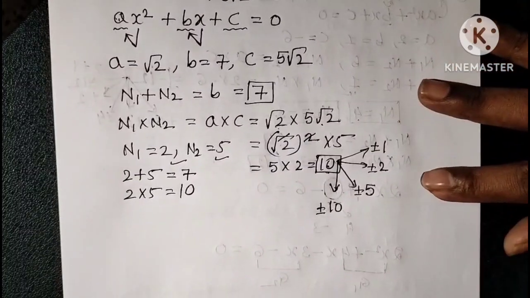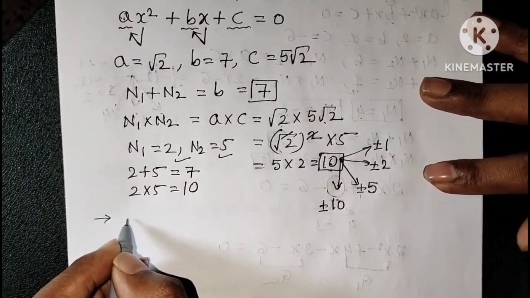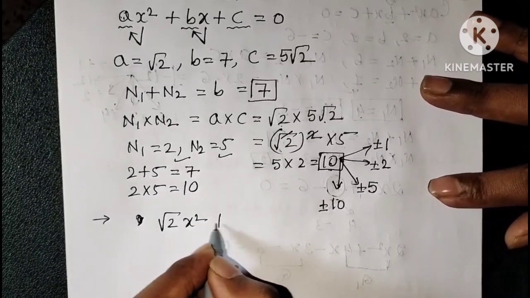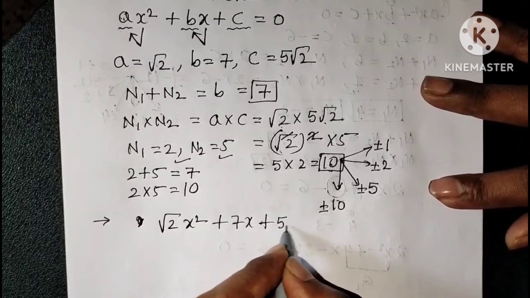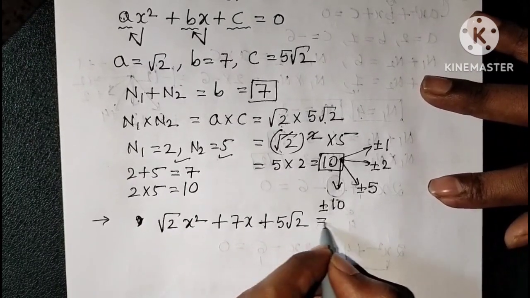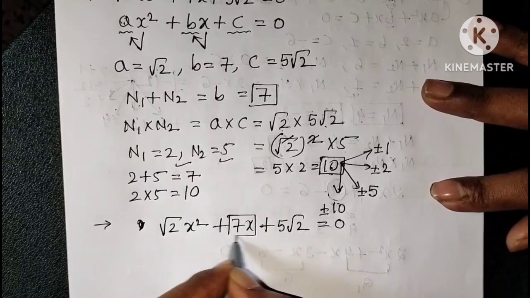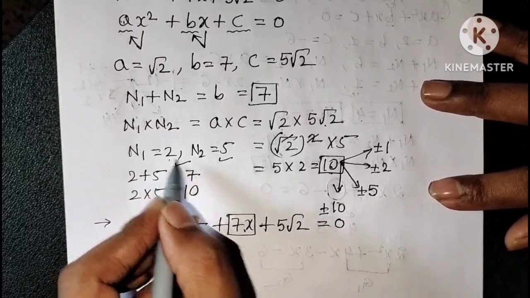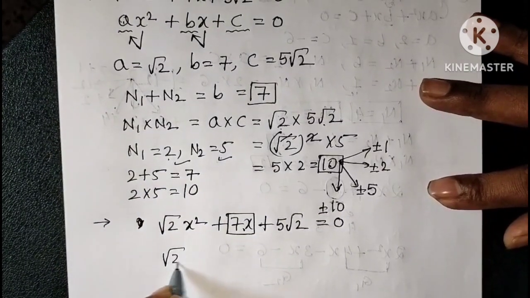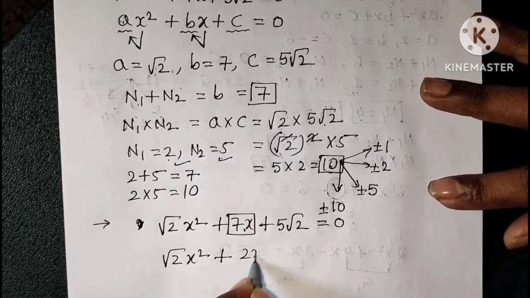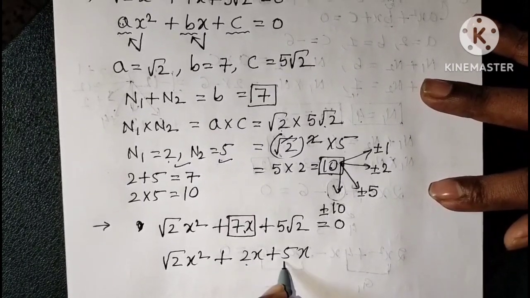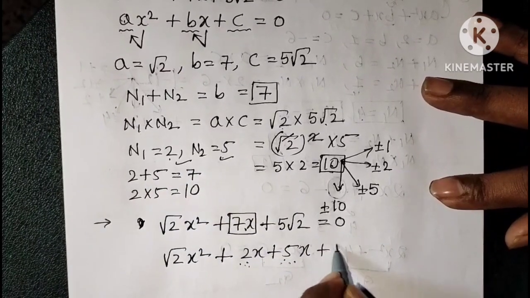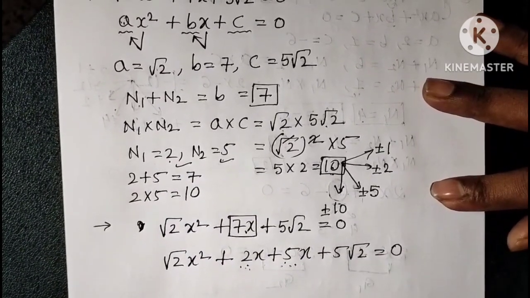Now proceed further. Next we have to split the middle term. So the middle term must be split. Root 2 x square plus 7x plus 5 root 2 is equal to 0. Here middle term is 7x. We have to split middle term using n1 and n2. Here n1 is 2 and n2 is 5. So we know that 7x can be written as 2x plus 5x. Here remember 2 and 5 are values of n1 and n2. So n1 and n2 use chese split cheyali. Root 2 is equal to 0.